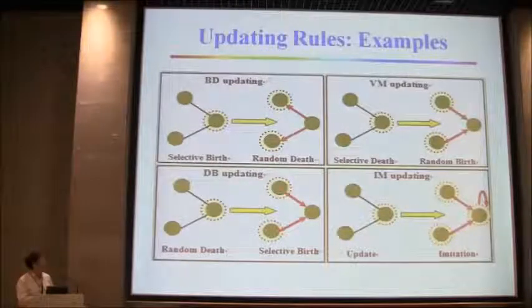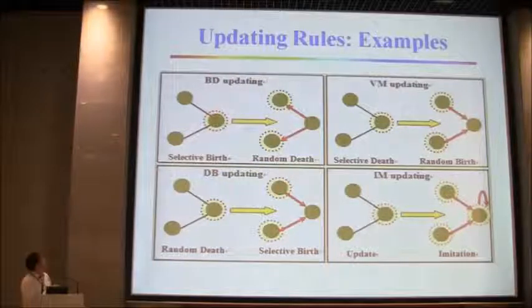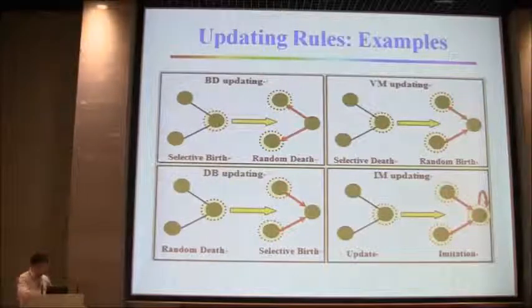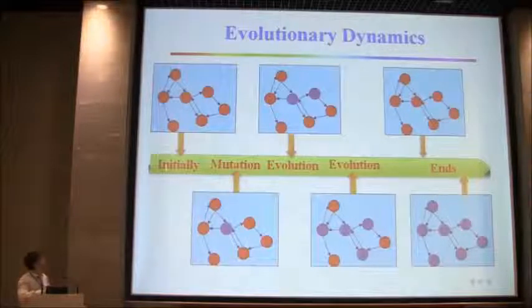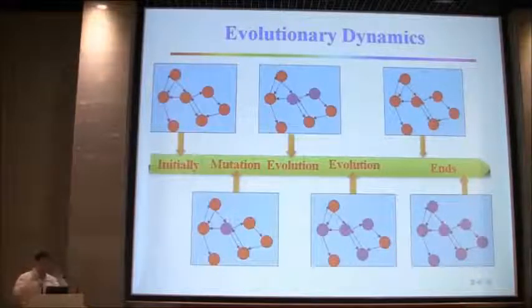After these rules, we give some examples to show how the process works. The first example is BD updating. We select this individual for reproduction, and then a random individual is chosen to die. This is BD updating, and this is imitation updating. This shows how the game works. In the evolution dynamics, we start with this structure, then mutations appear, and then evolution continues step by step, and finally we get the structure of the whole network.